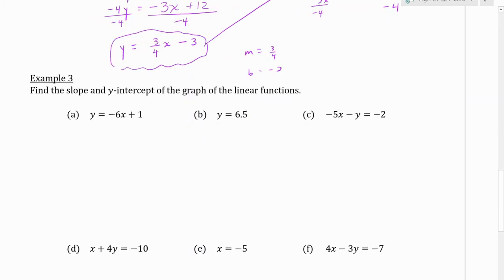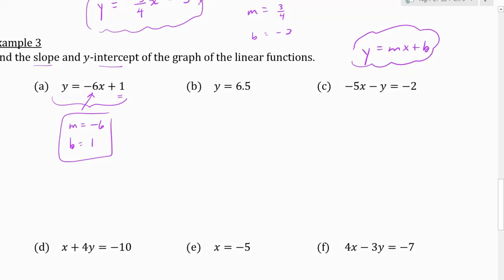Okay? All right, so this one. Find the slope and the y-intercept. So we're trying to make it look like this. Okay? Well, one of them already does. Don't do any work here. The slope is negative 6. The y-intercept is 1. Okay?